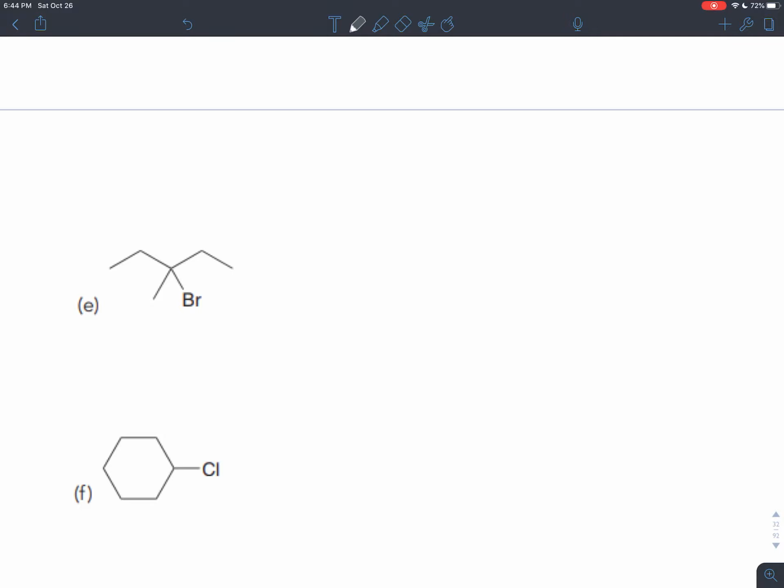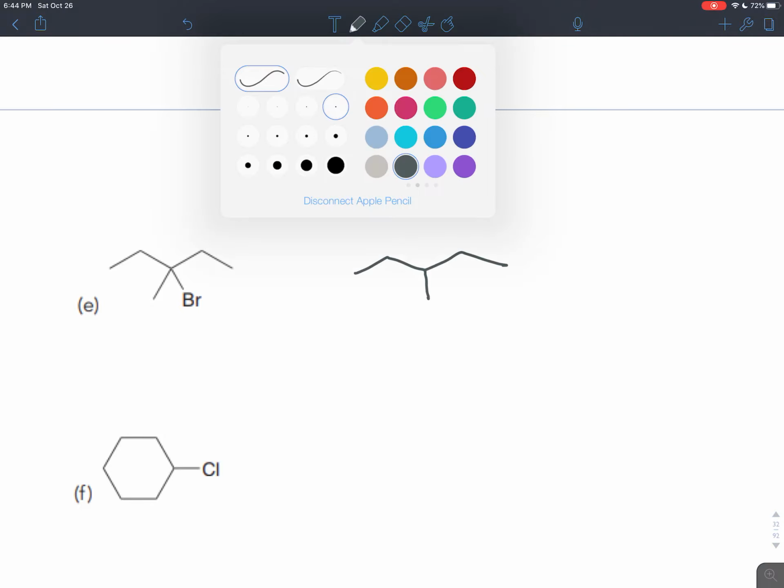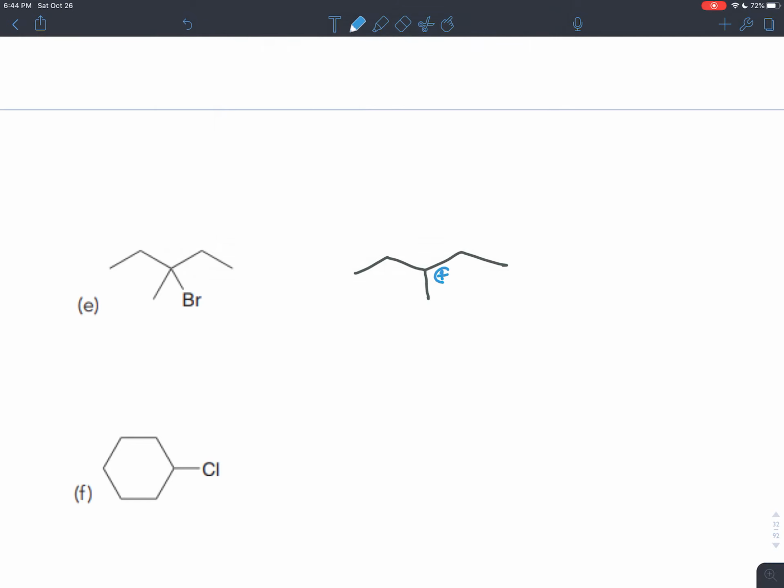If we try to think through E, we'll go through the same procedure. We redraw the molecule, but instead of the leaving group where it was, we just draw a positive charge. So it was on this carbon, that's this one here, that's where I'm drawing the positive charge. What type of a carbocation is that? That carbon is bonded to 1, 2, 3 other carbons. So this is a tertiary carbocation.